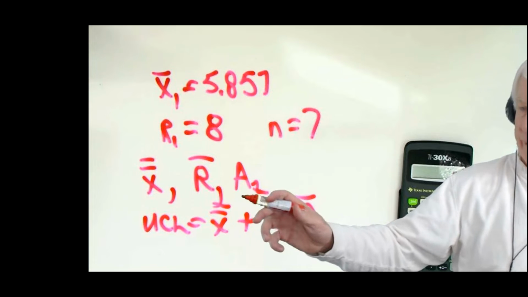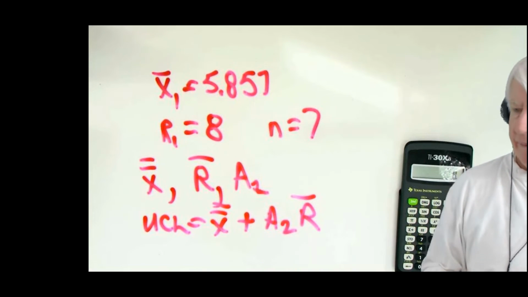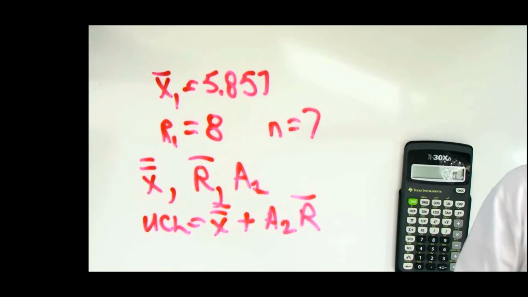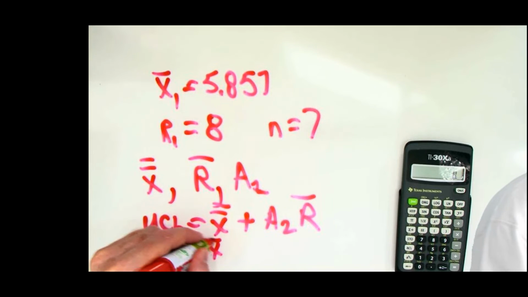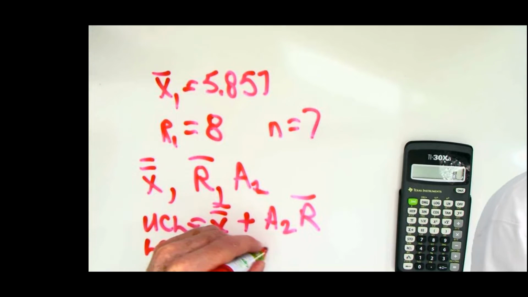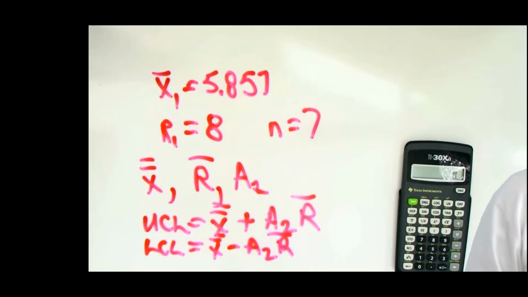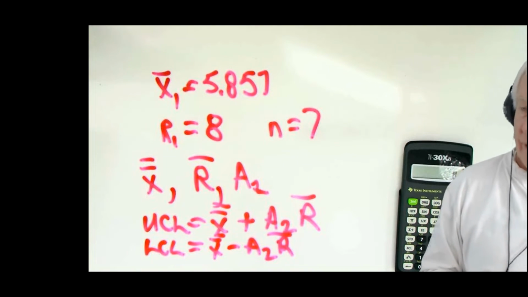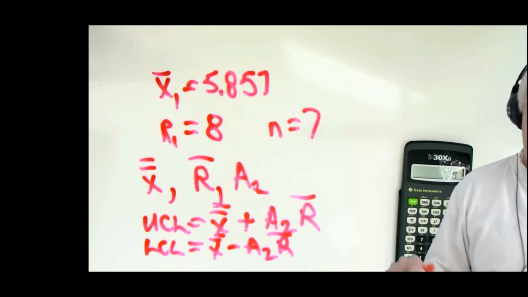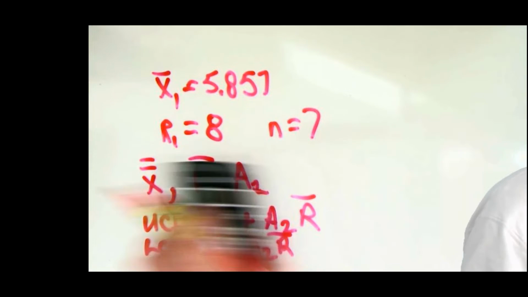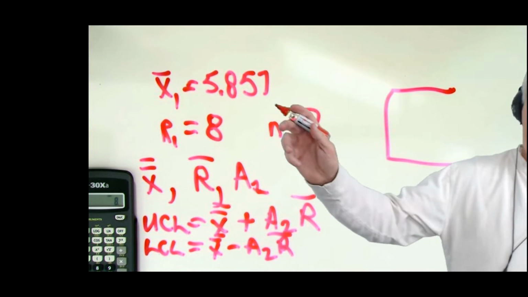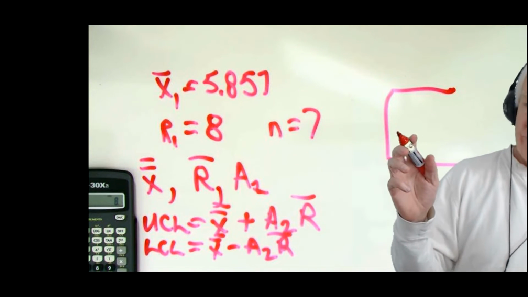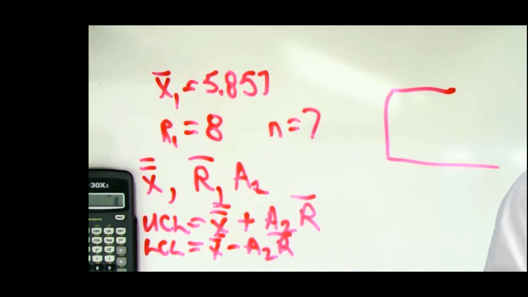So we already have these 3 numbers. We just plug them into this formula. That will give us the value of the upper control limit. Then the lower control limit, of course, will be X double bar minus A2 times R bar. Plug those numbers in. That will give us our upper and lower control limit. Then we plot these averages on this average chart, now that we know the upper and lower control limit.